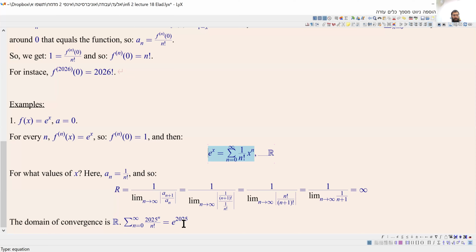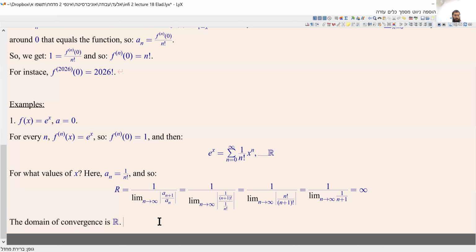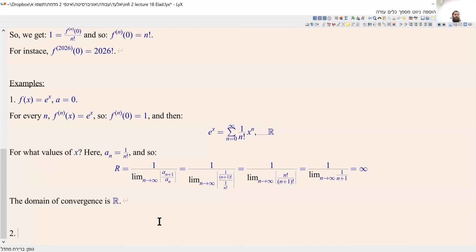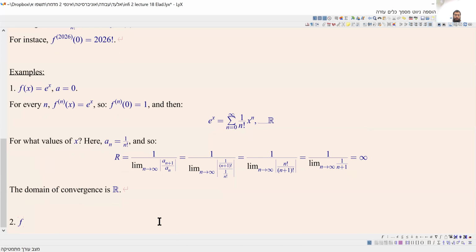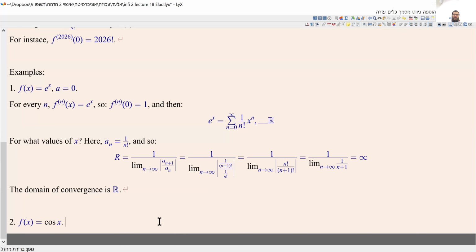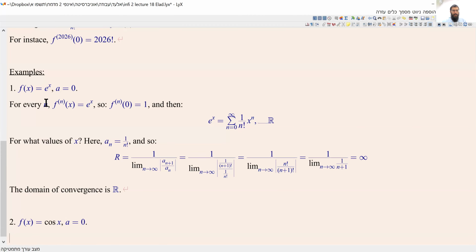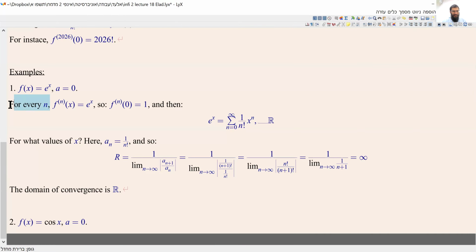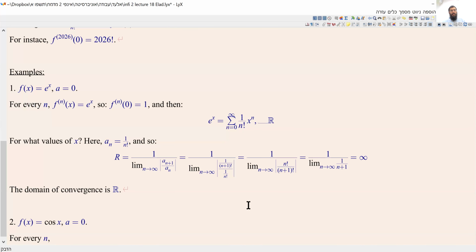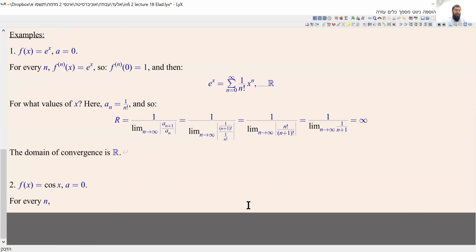So this is e to the power of x. I want to show you another example. Do you prefer sinus or cosinus? Cos. Okay. Yet again, at a equals 0. For every n, what do we have? It's not very hard to calculate derivatives, but it's not as simple as a to the power of x.